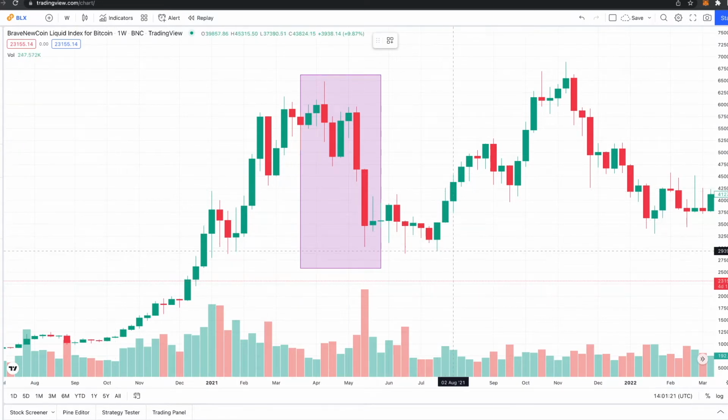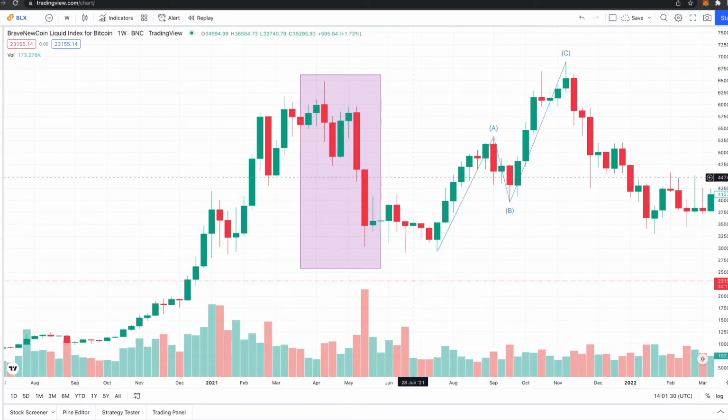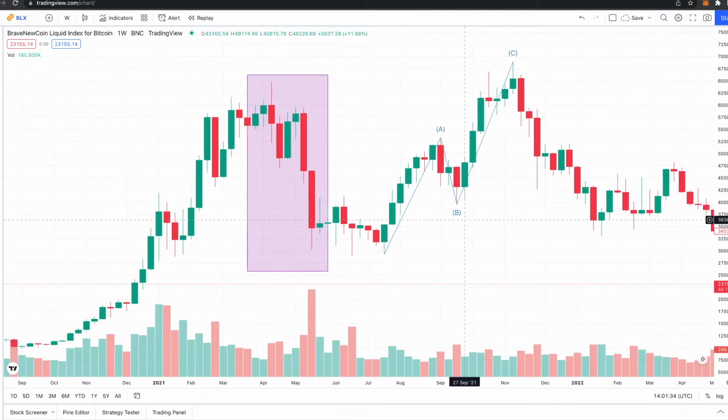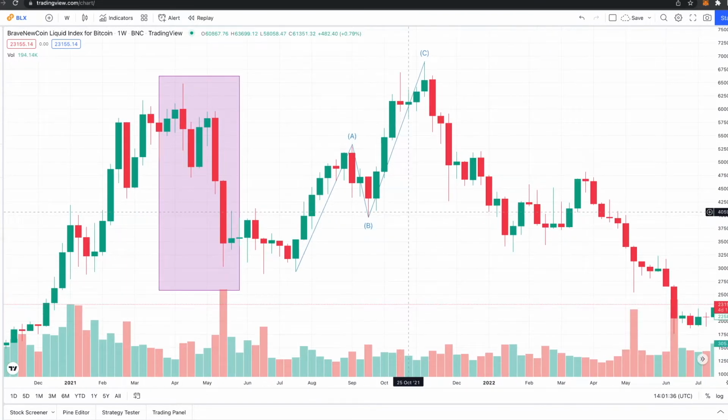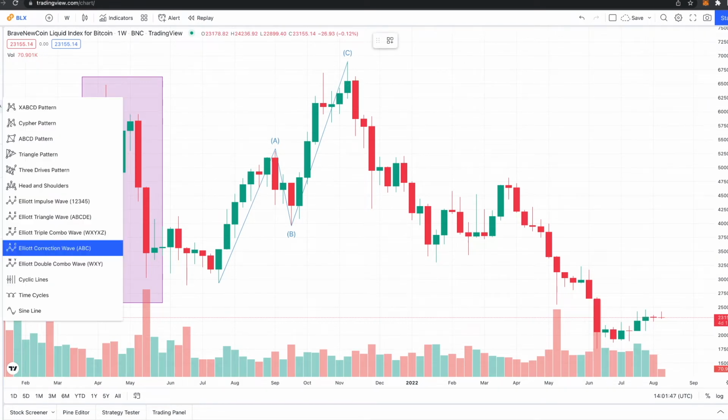This is a better representation of ABC. I can see it easier here. So here's 0 to A to B to C. I don't know why I can't draw upside down. So that to me is a corrective wave as well. So now, on our way down, I'm looking for 1, 2, 3, 4, 5. And I believe that we are now heading down for a fourth corrective wave.